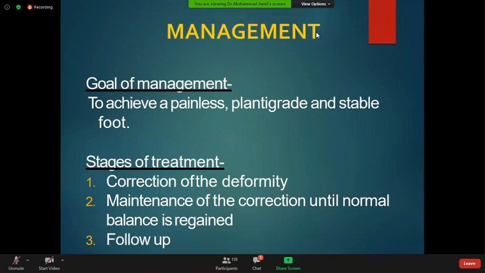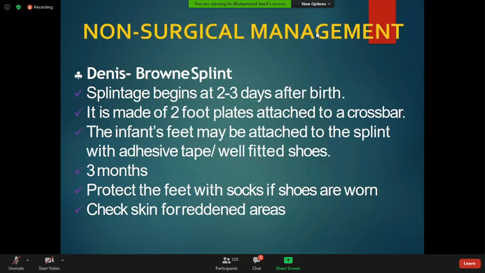Stages of the treatment. First, we have to correct the foot. Then we maintain the correction until normal balance is regained. Okay. You may also have heard about the Dennis Brown splint. The Dennis Brown splint is a splint which begins about 2 to 3 weeks after birth. It is made of 2 foot plates attached to a crossbar. The infant's feet may be attached to the splint with adhesive tape. I will show you a picture of this. Protect the feet from sores and check the skin for redness in areas.